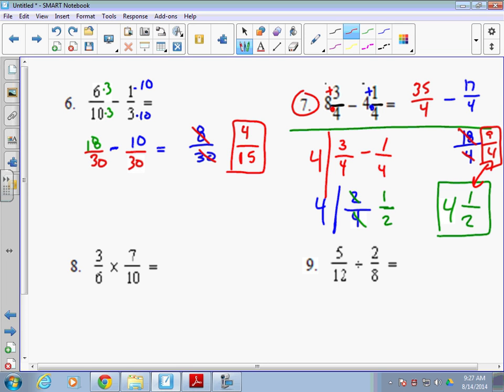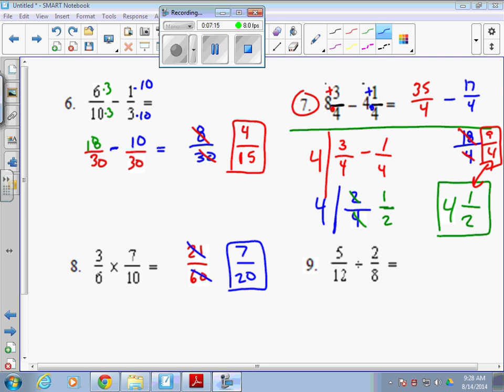For number 8, 3 over 6 times 7 over 10. If you multiply straight across, 3 times 7, you get 21. 6 times 10, you get 60. The number 3 goes into both of these. 3 times 7 and 3 times 20. And this is your simplified version, 7 over 20.